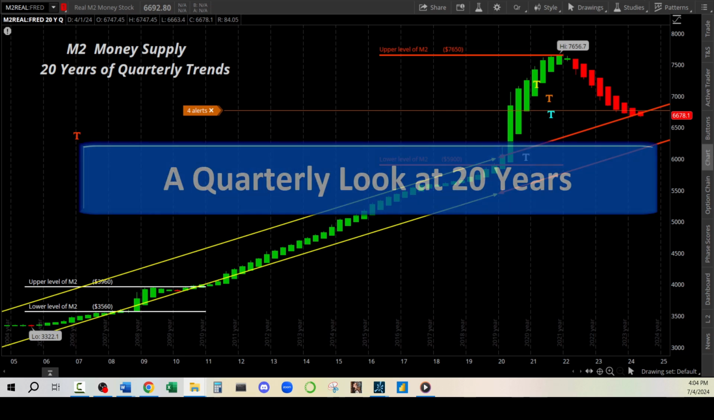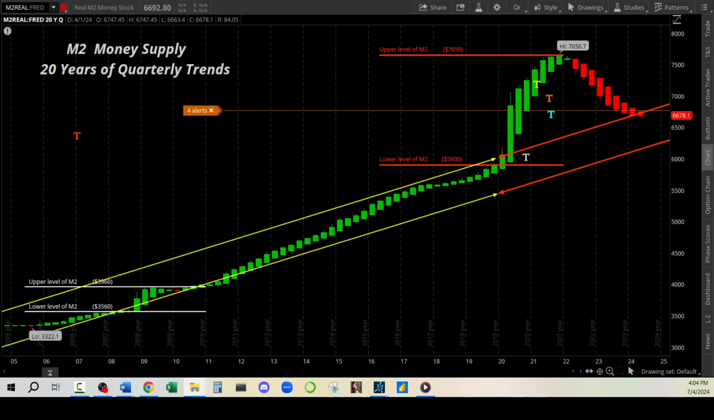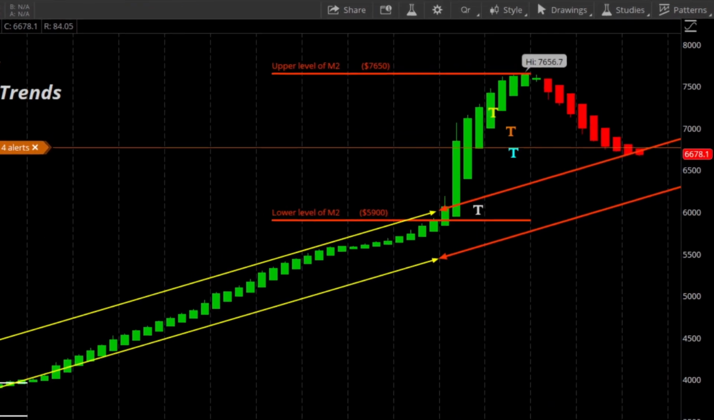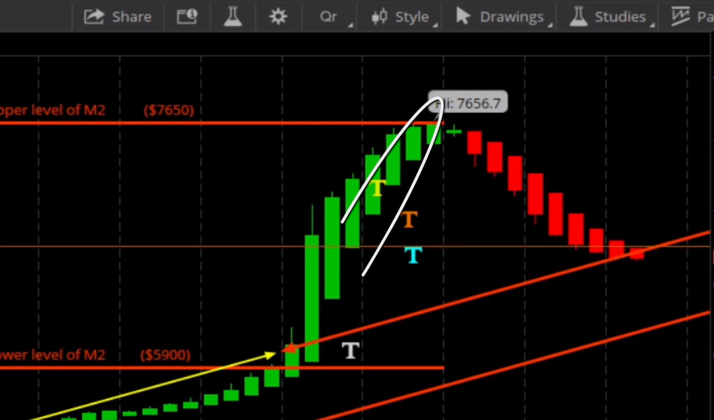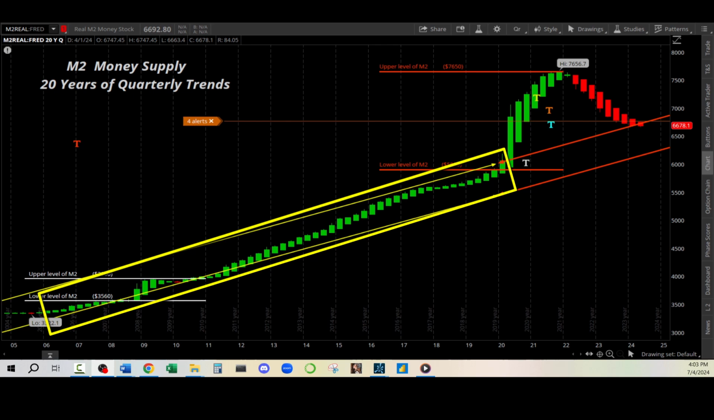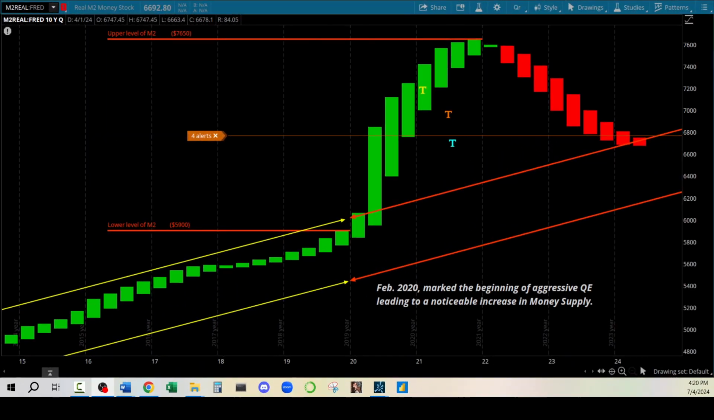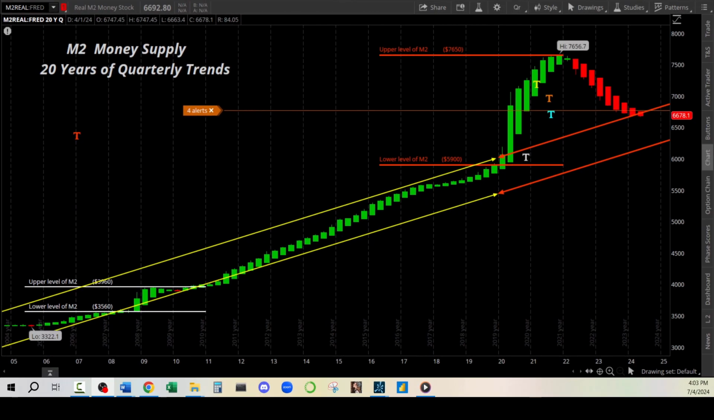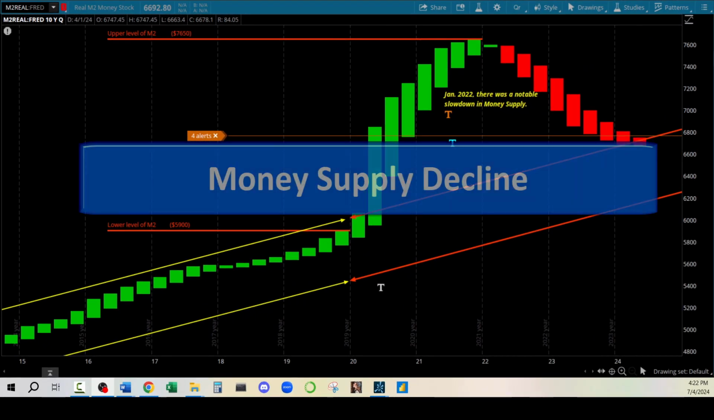The big picture, a quarterly look at 20 years. Looking at the money supply over a 20-year period through a quarterly lens, a clear trend emerges. During the pandemic, the money supply skyrocketed, exceeding expectations for regular economic growth. This surge can be attributed to unprecedented government spending and central bank interventions aimed at bolstering the struggling economy. However, for most of the pre-pandemic decade, the money supply followed a steady path, reflecting gradual economic growth and controlled monetary policies.